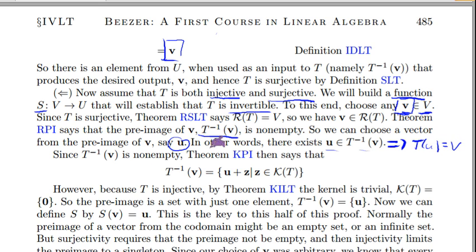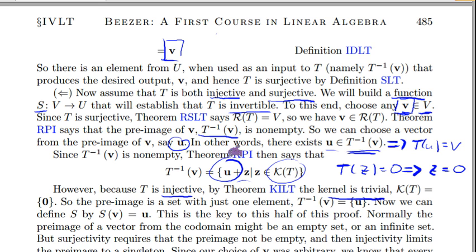Okay. Now we already know that since the inverse image of v is non-empty, it always has this form: T inverse of v is equal to u plus z, where z is in the kernel of T. That means that T of z is equal to 0. However, since T is injective, that means that the kernel is trivial, that the kernel of T is equal to 0. So that means that z must be equal to 0. There's no other possibility. Okay, so there's a unique u in T inverse of v.